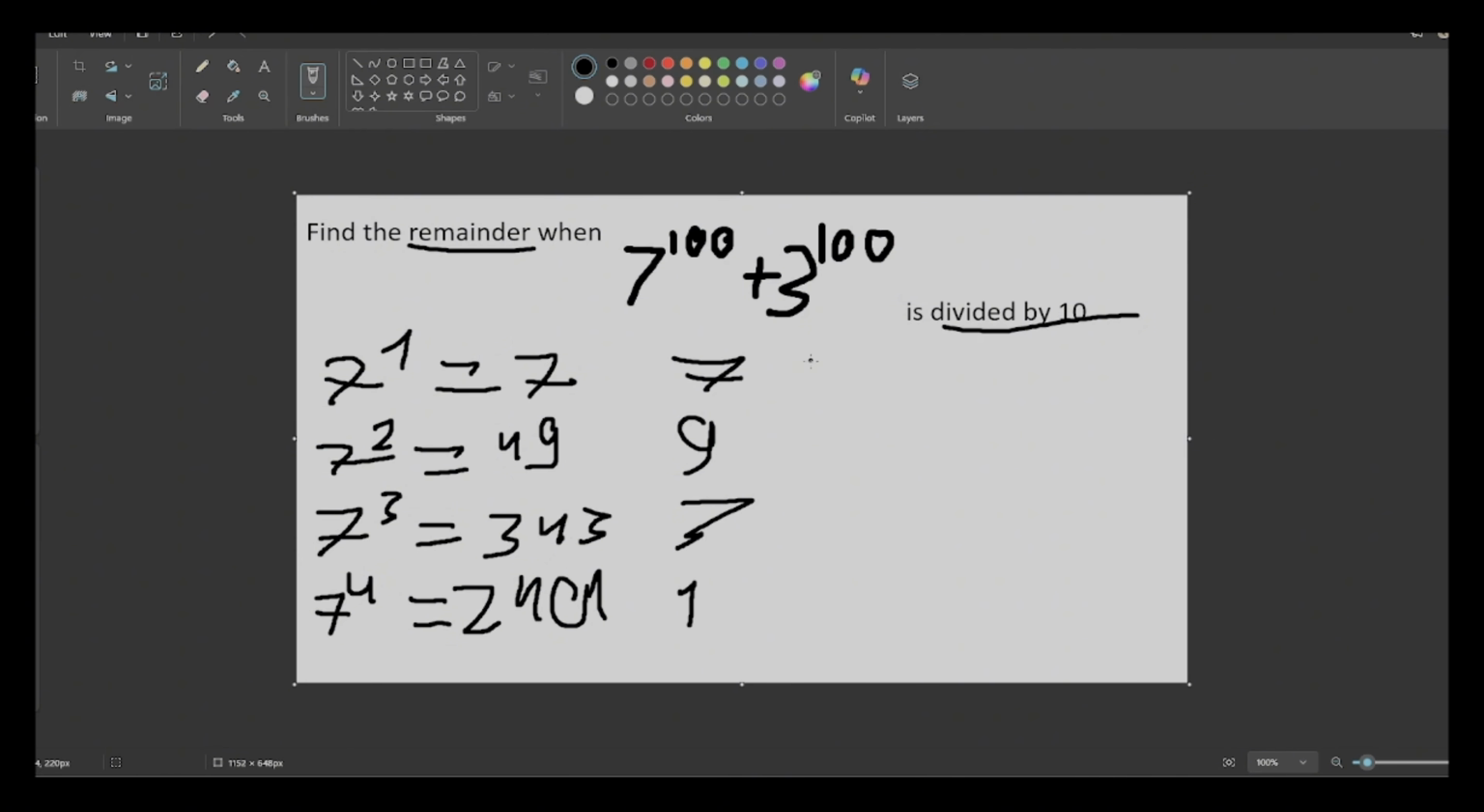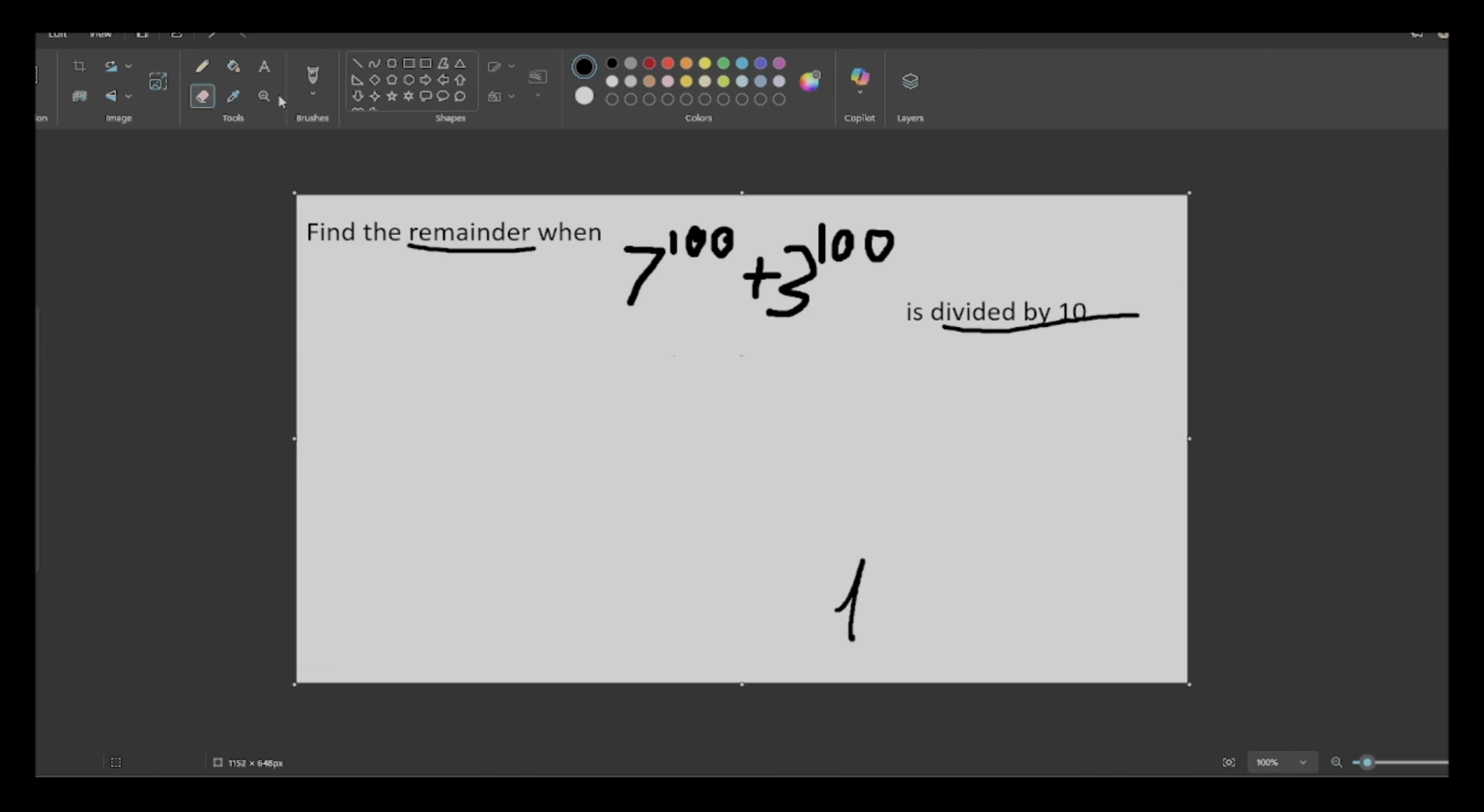If you go any further, like 7 to the 5th, you're going to see that the remainder mod 10 is still going to be 7. So we're going to have this repeating loop. And if you notice, 100 is this repeating loop, not 4 times, 25 times. No matter how many times you do this, the 4th is always going to be 1. So 7 to the 100 mod 10 is going to be 1. Keep that in mind.